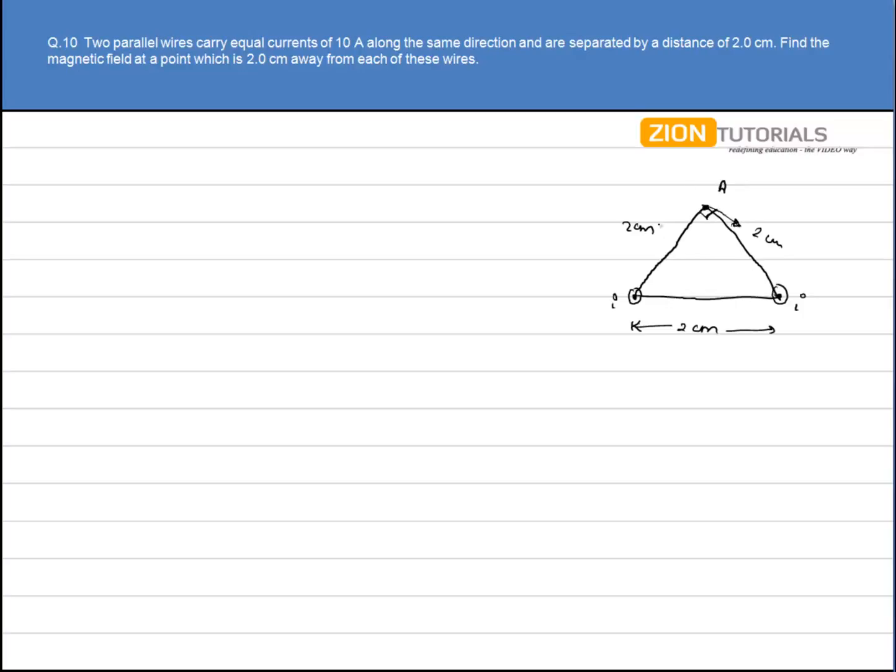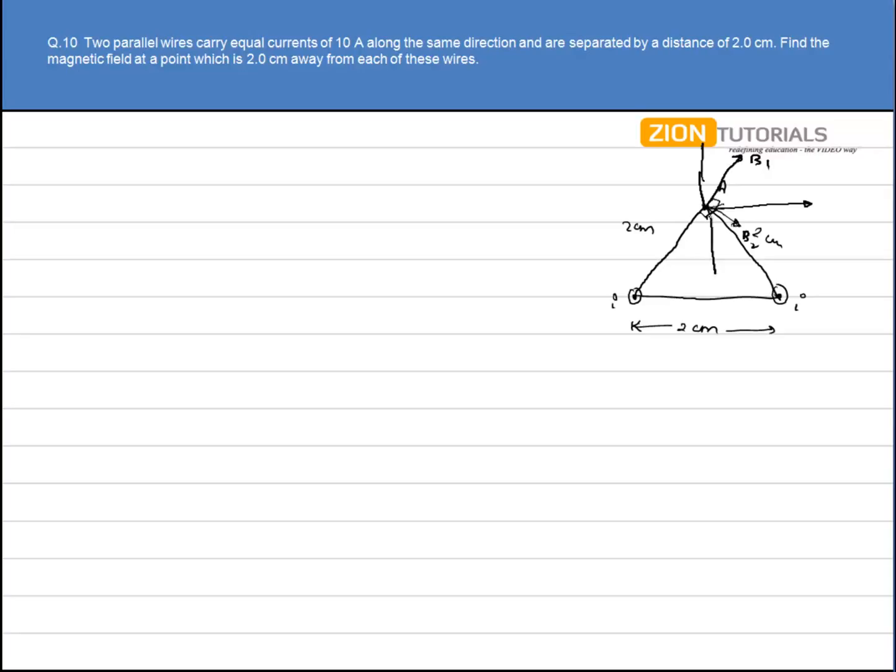Now similarly for this current, I can calculate the direction, that will be in this direction, and this angle will be 90. Now what we have to calculate is the net magnetic field. So I'll take the component of both the magnetic fields B1 and B2 over this axis and the vertical axis.